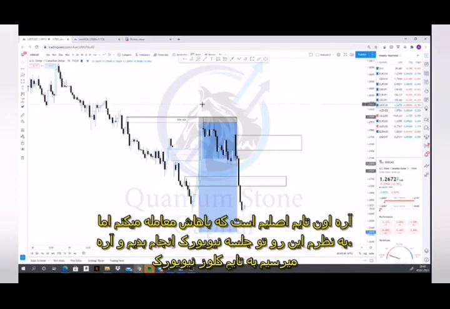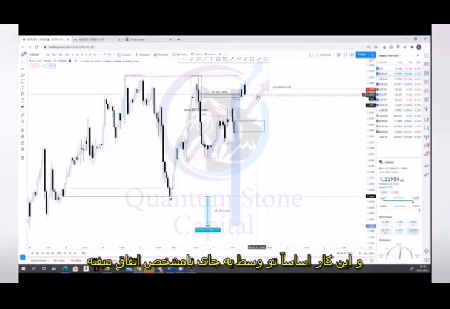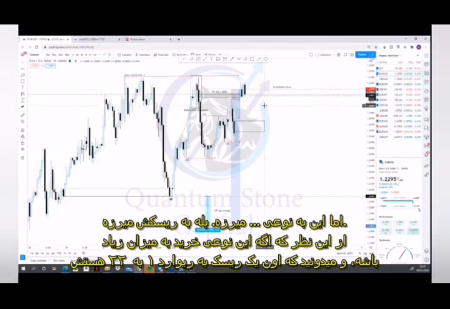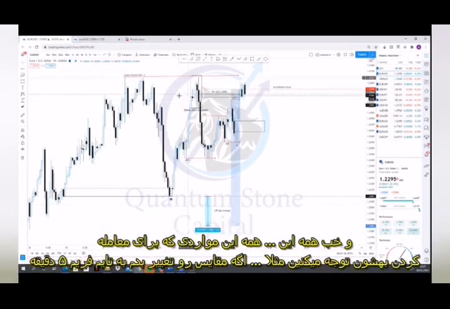And I believe we took this in the New York session, coming close towards the New York close. And this was basically taken arguably in the middle of nowhere. But it was worth the risk, in the sense that if this had pulled through, that's a 1 to 22 risk to reward.